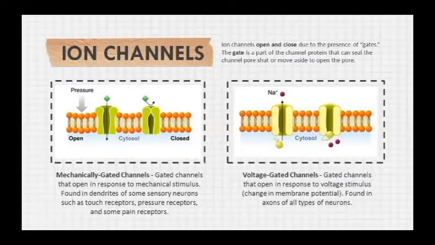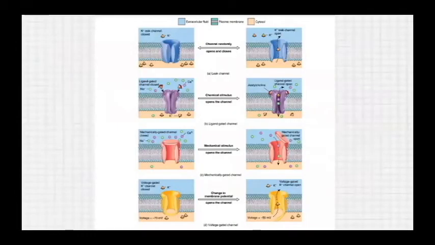So if you will look at this diagram, you will also see the summary of these ion channels. The first one is the leak channel, which randomly opens and closes. The ligand-gated channel, which opens and closes through chemical stimulus. And then we have the mechanically gated channels that open through mechanical stimulus. And lastly is the voltage-gated channel that opens through the change in membrane potential.